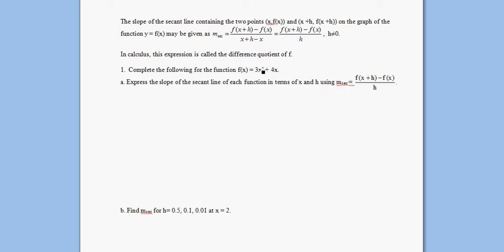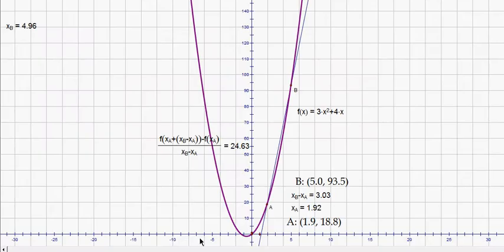So we'll look at an example where we have a function 3x squared plus 4x, and we want to determine the function that will generate the slope of any secant line that goes through any two points on the function, x or h. And in this case, we'll actually use 2, and then our h value, which is just some distance away from 2, where it could be a half away, 0.1 away, 0.01 away. So let's just take a look at the visual here.